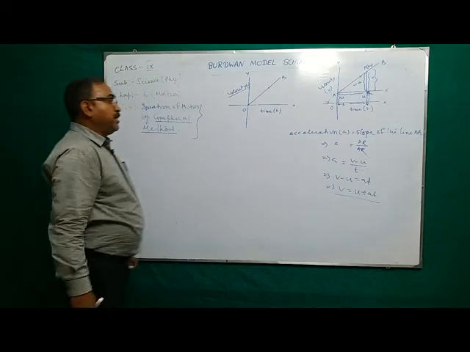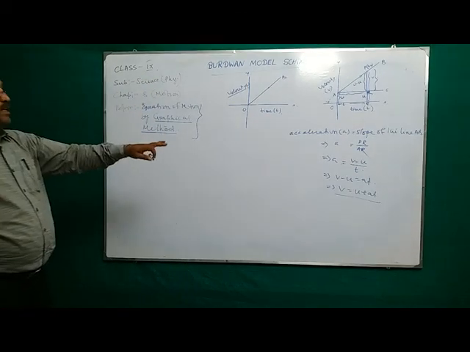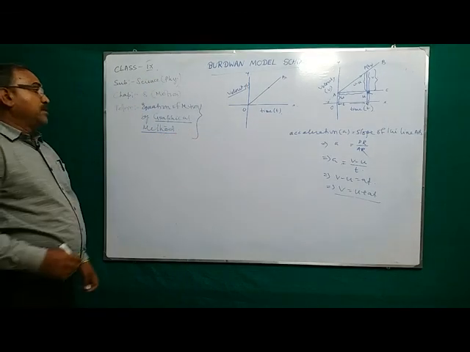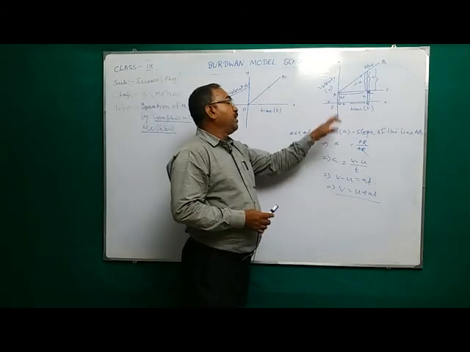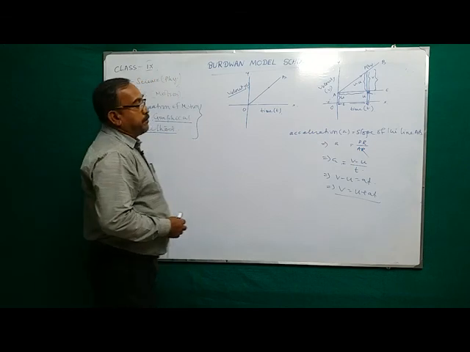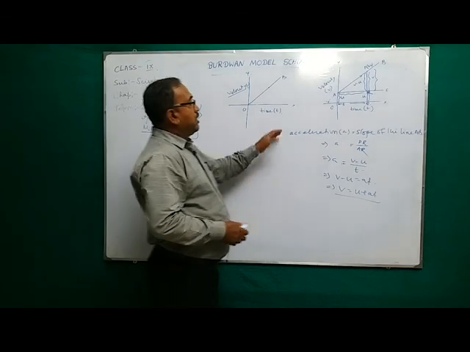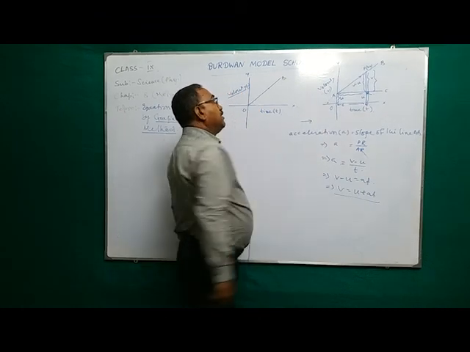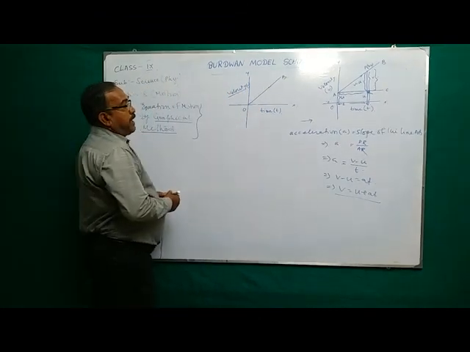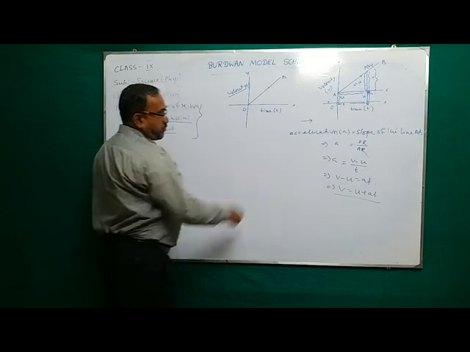This is the mathematical expression. With the help of the graphical expression, you can prove it: V equal to U plus AT. Okay, so you first write the explanation of the graph, and then you write this part.